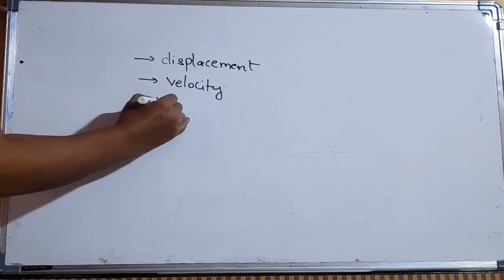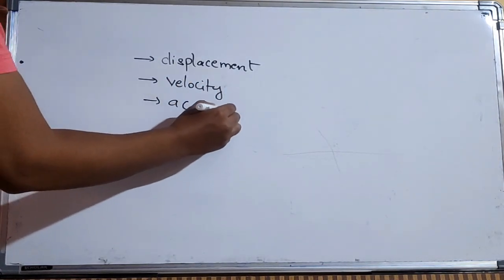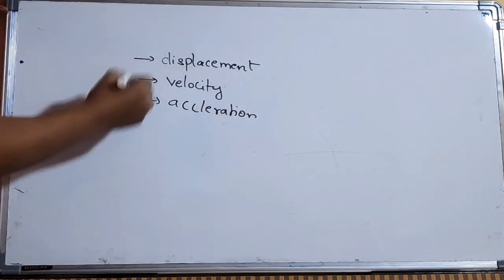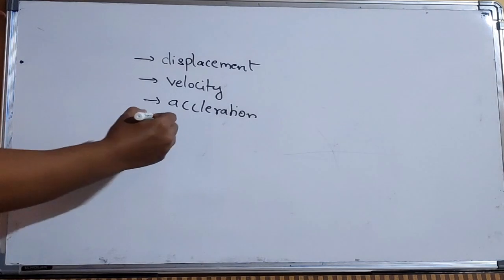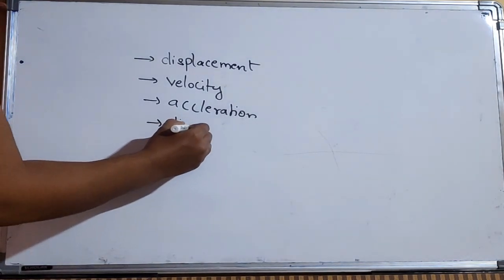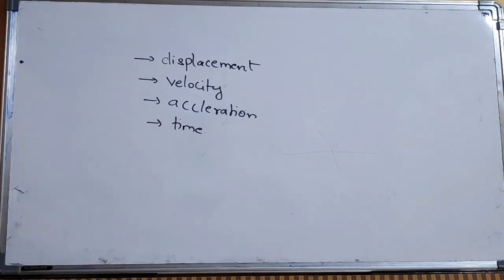Next is acceleration. Acceleration is dependent on velocity because acceleration means rate of change of velocity. And time. The time is for the time taken by the object from reaching from the initial position to the final position. Now these are the quantities that are related to an object that is in motion.